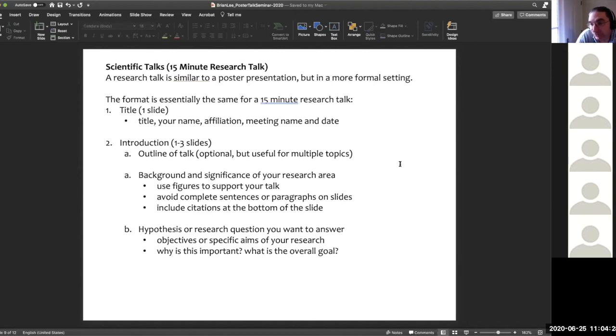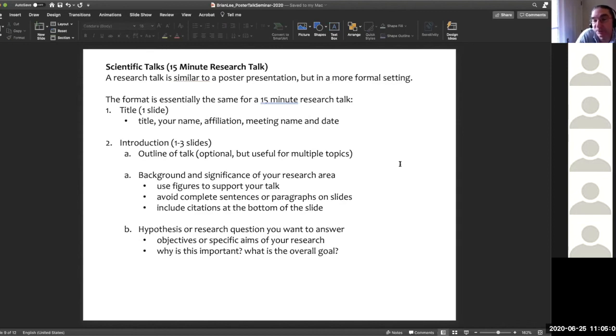Next, you want to go into the introduction. You can optionally include an outline of your talk as one of the introduction slides. This is useful if you're giving talks on multiple topics. For a 15-minute talk, you're usually just doing one topic, so this is not required. But then the introduction should go into the background and significance. What's interesting about this area of research, and use figures to support your talk.